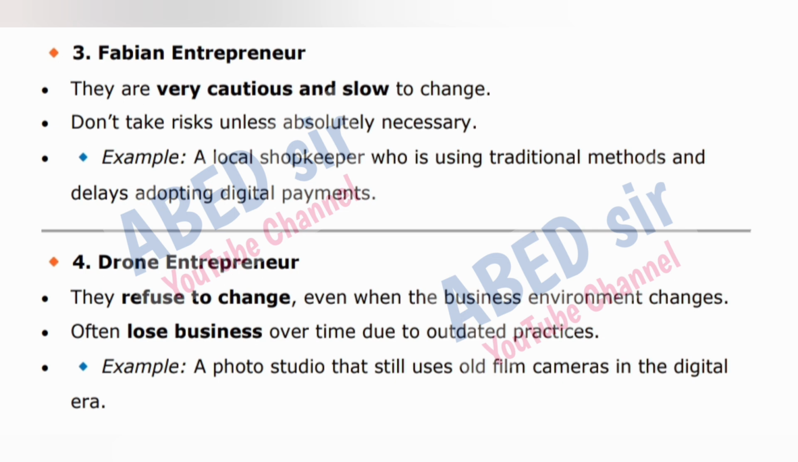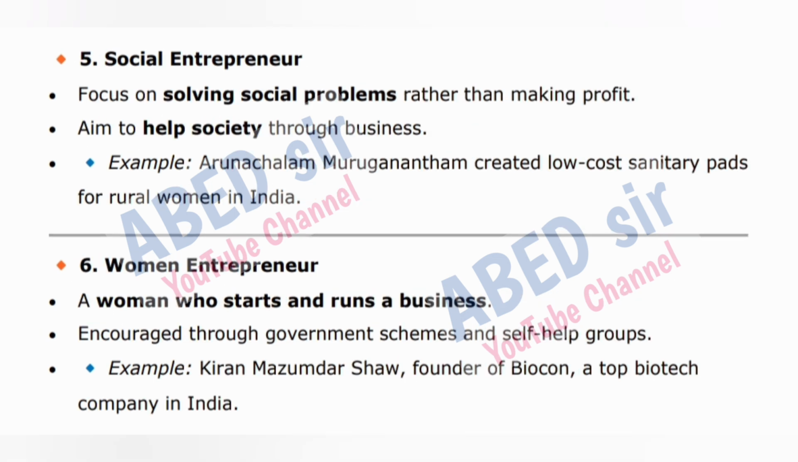4. Drone entrepreneur. They refuse to change even when the business environment changes. Often lose business over time due to outdated practices. Example, a photo studio that still uses old film cameras in the digital era. 5. Social entrepreneur. Focus on solving social problems rather than making profit. Aim to help society through business. Example, Arunachalam Muruganantham created low-cost sanitary pads for rural women in India.